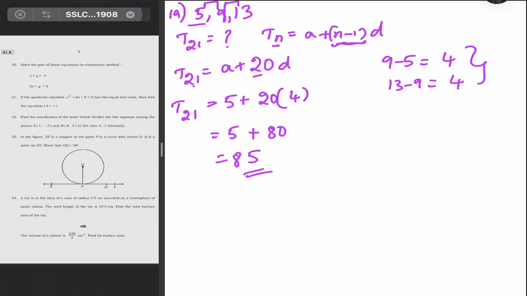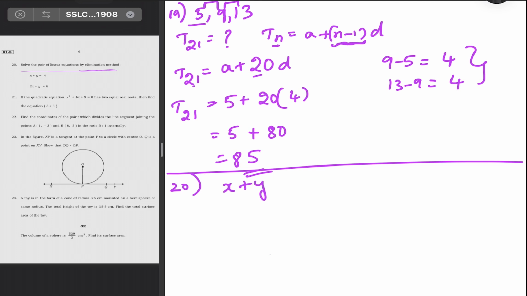20th question. Solve the pair of linear equations by the elimination method. The given equations are x plus y is equal to 4 and x plus y is equal to 6. Subtracting.